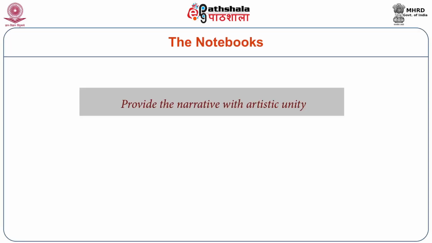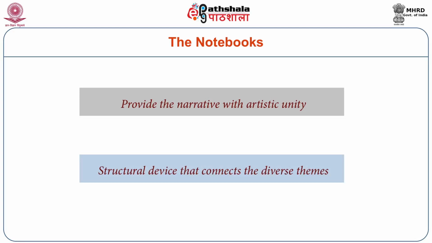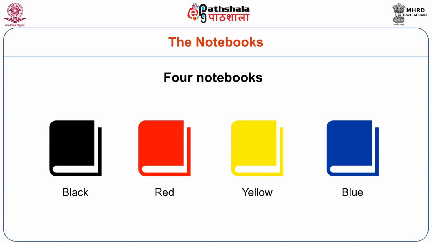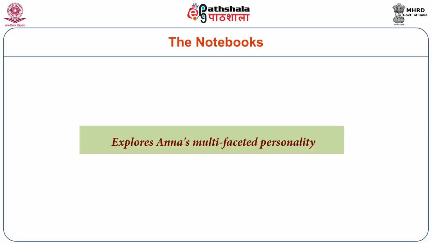This is the broad frame of the narrative. The notebooks provide this narrative with a wholeness, with artistic unity. The notebooks are a structural device that connects the very many different themes that I had tried to indicate at the very beginning. These 4 notebooks can be read as 4 different codes, if one might want to use that term. There certainly is a very clear color coding here. There are 4 colors. They are black, red, yellow, and blue. These 4 books explore the personality of the main character in this book, Anna Wolf.